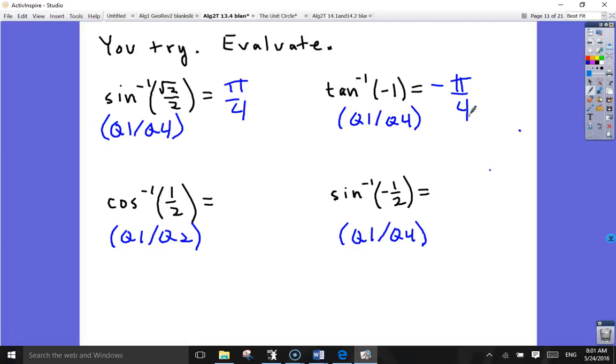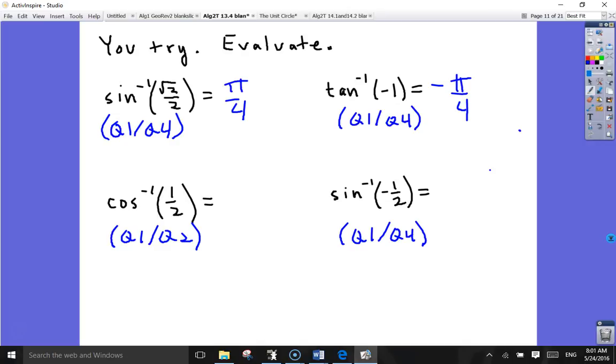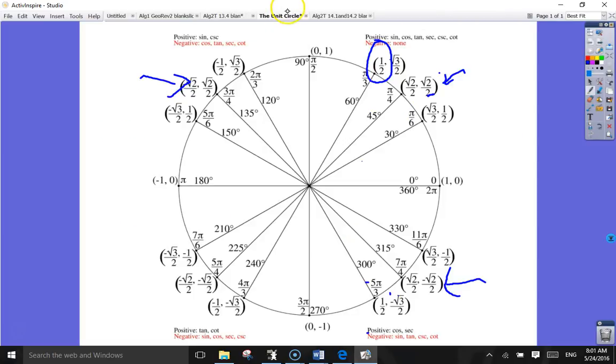Where does the cosine equal 1/2? Cosine is 1/2 here. It's also 1/2 down here at 5 pi over 3, but we don't look for cosine inverse there. So that's got to be pi over 3. And where would the sine equal negative 1/2? Sine is negative 1/2 here, so that's negative pi over 6. That would be positive pi over 6, so it's negative pi over 6.